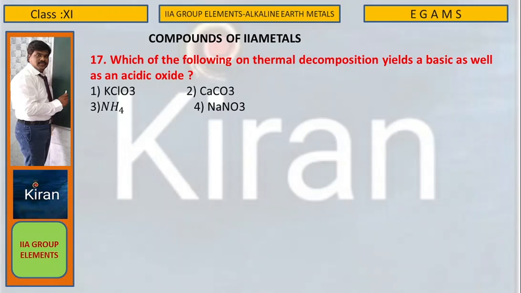Yes, calcium carbonate, upon heating you are getting calcium oxide and carbon dioxide. That is the reason the right option in this case is calcium carbonate. See here students, calcium carbonate, upon heating you are getting calcium oxide and carbon dioxide. The question is, which of the following on thermal decomposition yields a basic as well as an acidic oxide? Metallic oxide is basic in nature, non-metallic oxide is acidic in nature. Hence, this is the right answer.